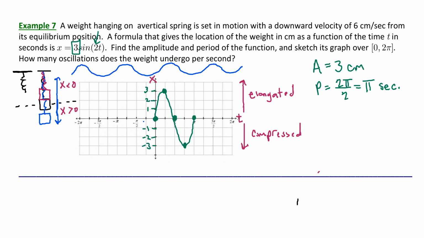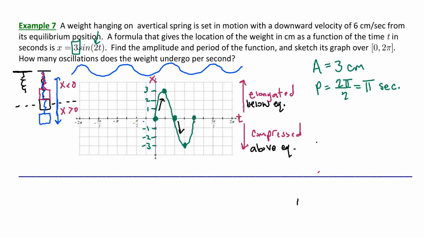Remember, when the function is above the x-axis, that indicates that the spring has been elongated, or the mass is below equilibrium position. Whenever the curve is below the t-axis, the horizontal axis, that indicates that the spring has been compressed, or the mass is above equilibrium position.